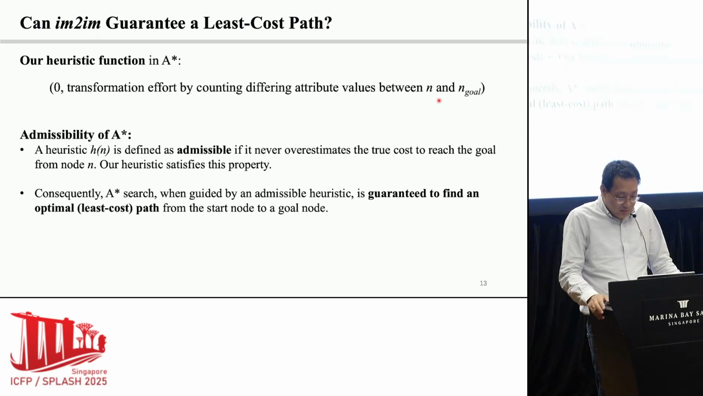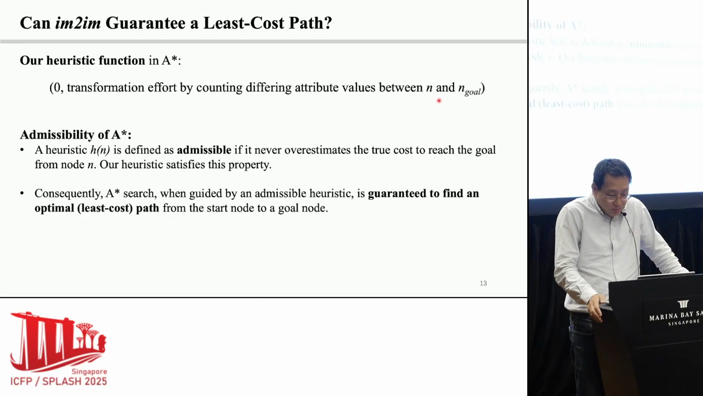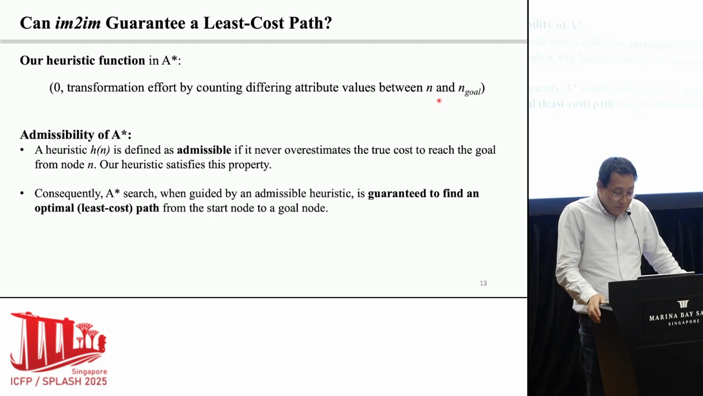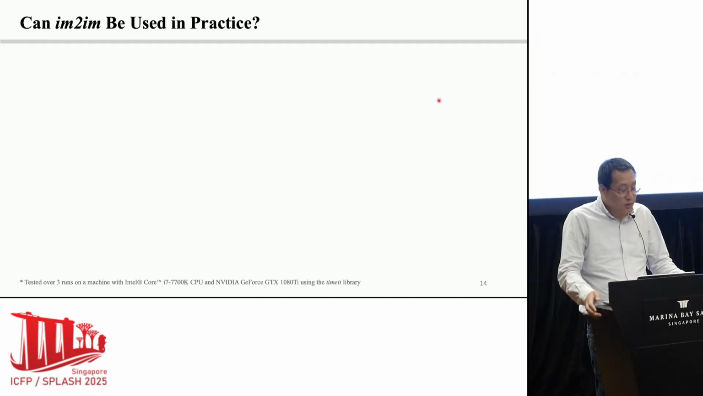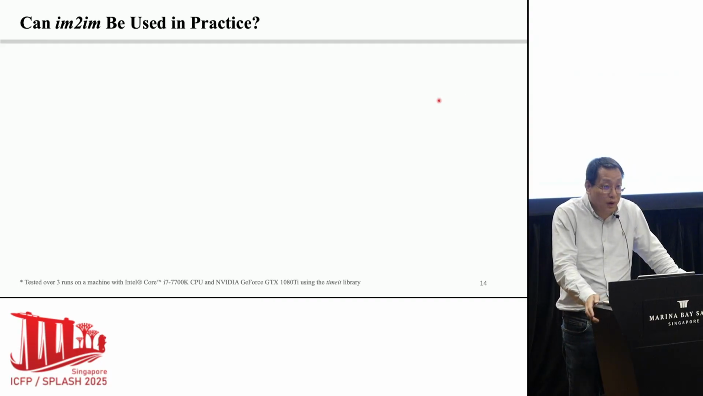A heuristic function is defined as admissible if it never overestimates the true cost to reach the goal from the node n. Our heuristic function satisfies this property. So A* search, when guided by an admissible heuristic, is guaranteed to find the optimal path from the start node to the goal node. So okay, next question is, can it be used in practice?